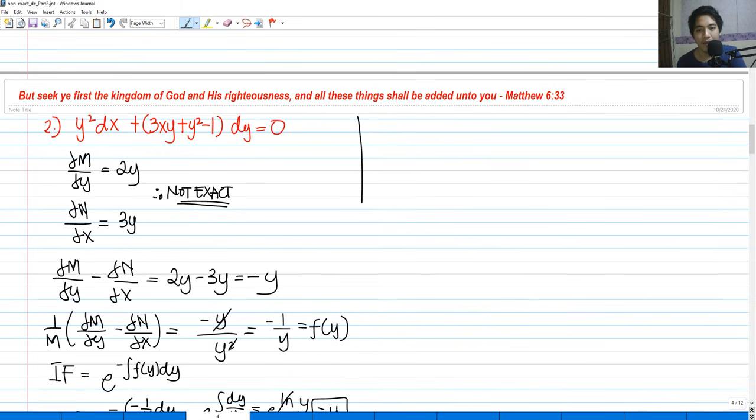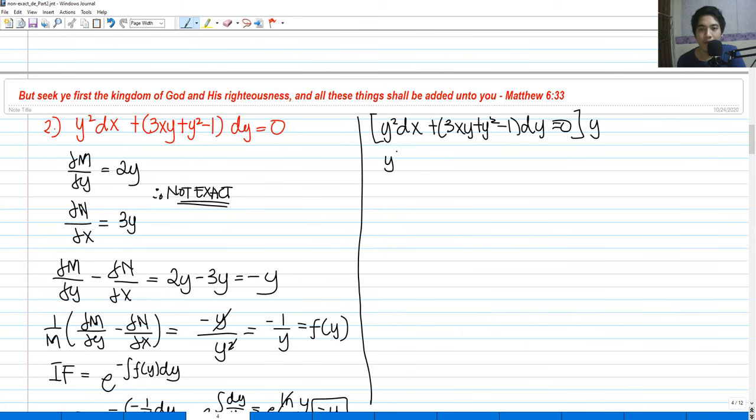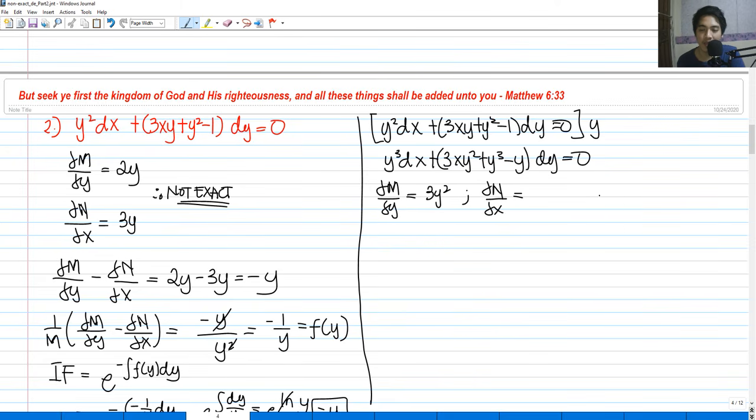So again, what we are going to do is multiply that y by the whole equation. So if we multiply that, we have y cubed dx plus 3xy squared plus y cubed minus y dy equals 0. If we get the partial of m with respect to y, that would be 3y squared. Partial of n with respect to x, to test whether it is exact, you have 3y squared, partial of x, so y would be considered as constant, plus 0 minus 0. So therefore, we have an exact DE.